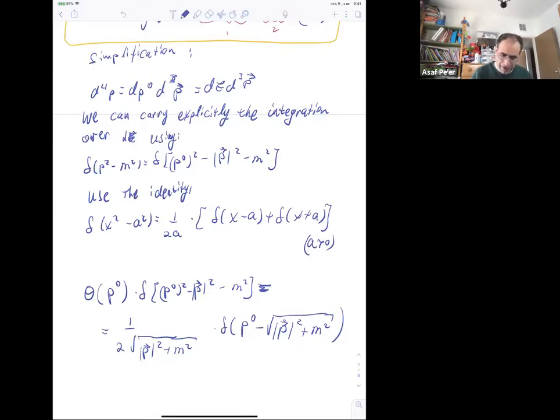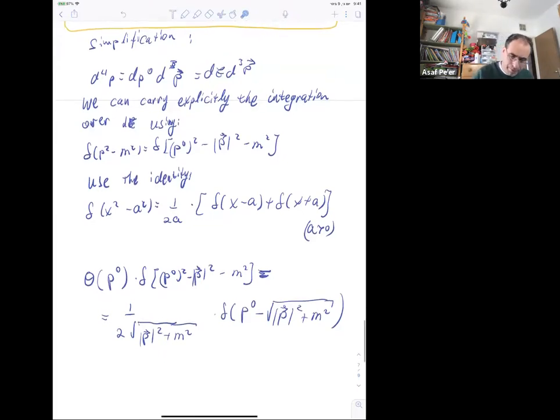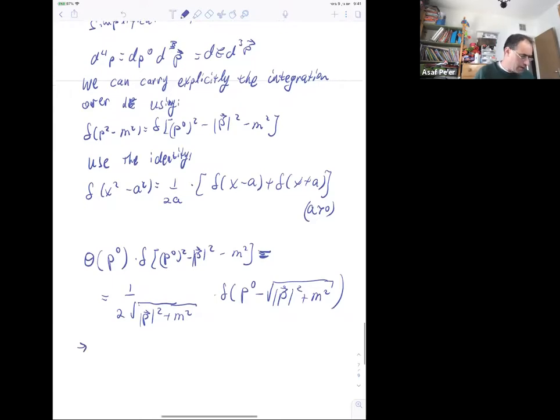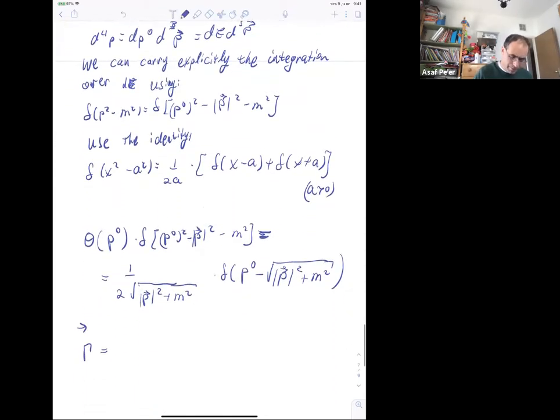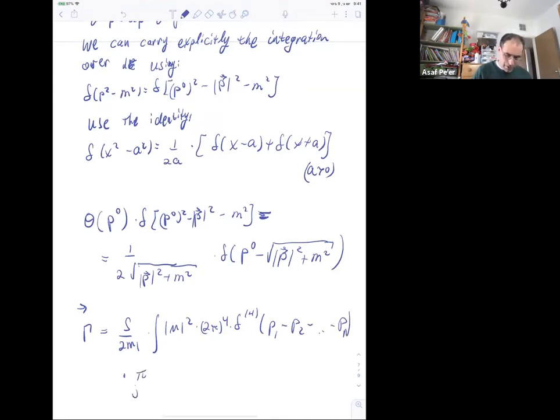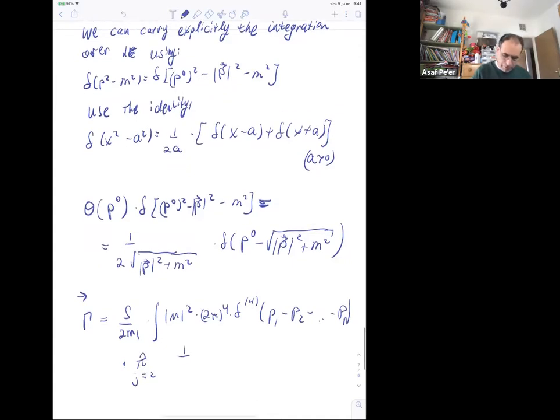So this delta function, now we can cancel with the integral over dp0, right? So we have now a delta function of p0 and we cancel it with the integral of dp0. And we end up writing that gamma is S over 2m1 integral of M squared times 2 pi to the 4 times delta to the 4 of p1 minus p2 minus ... minus pn, we haven't touched that, times the product over j from 2 to n of 1 over 2 times square root of p squared plus m squared.